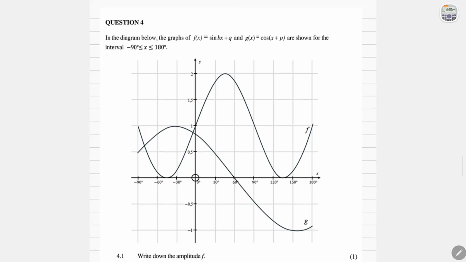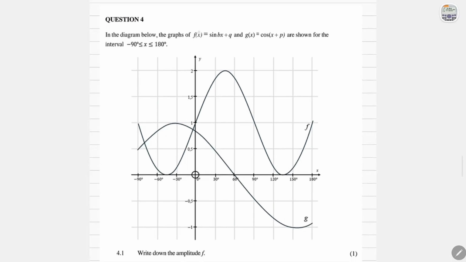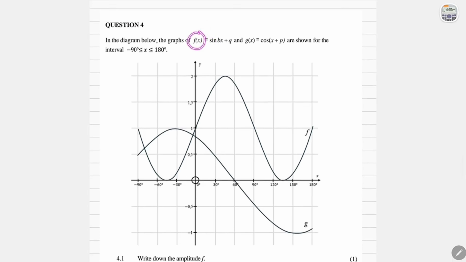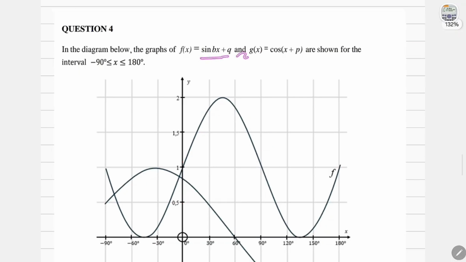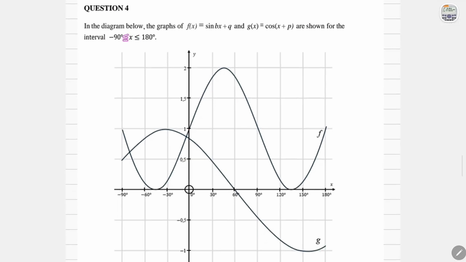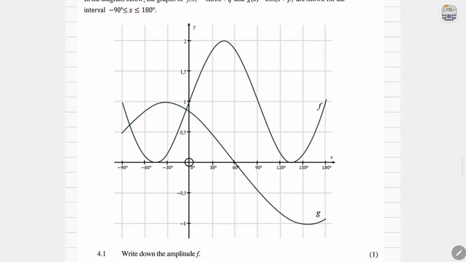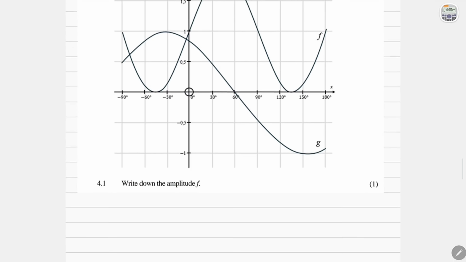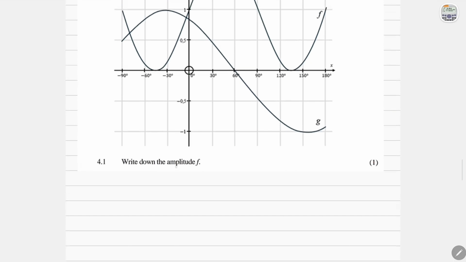Question 4 says, in the diagram below, the graphs of f of x, which is equal to sine bx plus q, and g of x, which is equal to cos x plus p, are shown for the interval where x is greater than or equal to negative 90 degrees, but less than or equal to 180 degrees. Okay, so we can see where it goes. And the first question says, write down the amplitude of f.